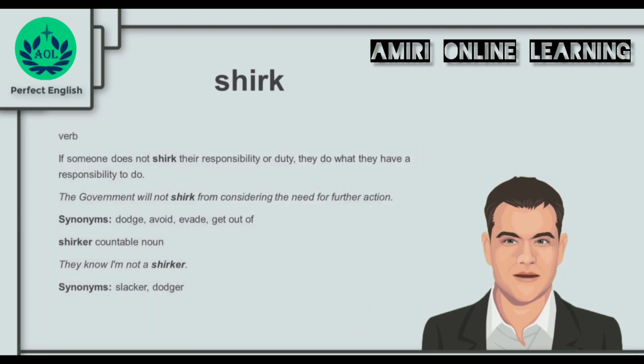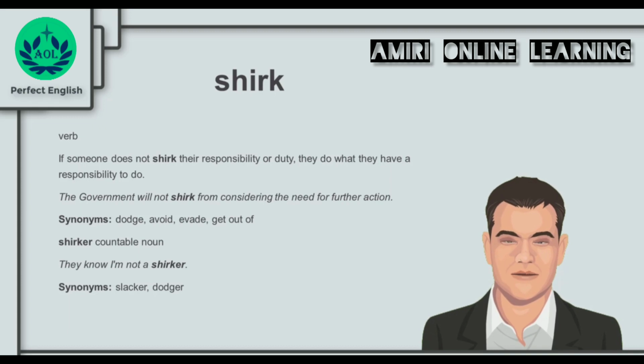A shirk is a verb. If someone does not shirk their responsibility or duty, they do what they have a responsibility to do. For example, the government will not shirk from considering the need for further action. They will not run away from their responsibility. And synonyms for shirk are the words dodge, avoid, evade, and get out of.